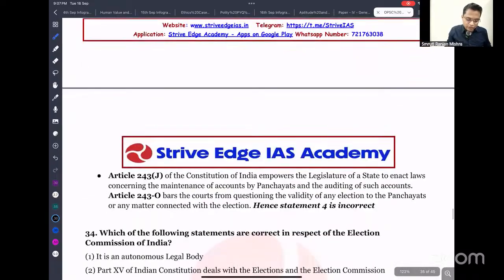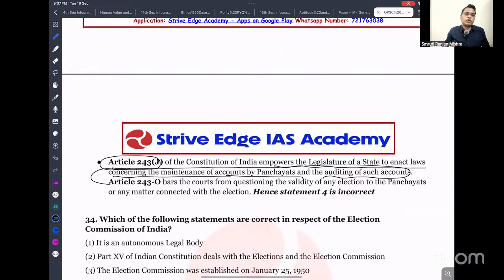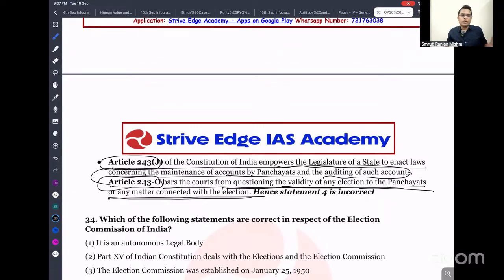Here it is given, 243J of Indian Constitution empowered the legislature of the state to enact law for maintenance of the accounts by the panchayat and auditing of such accounts. So 243J provides for panchayats to maintain their accounts, their records, and auditing of that record. And 243O is providing for the questioning of validity of panchayat elections and any matter with the elections. So that means it bars the court from questioning the validity of any elections to the panchayat or any matter related to the elections. Okay? So these are the provisions.